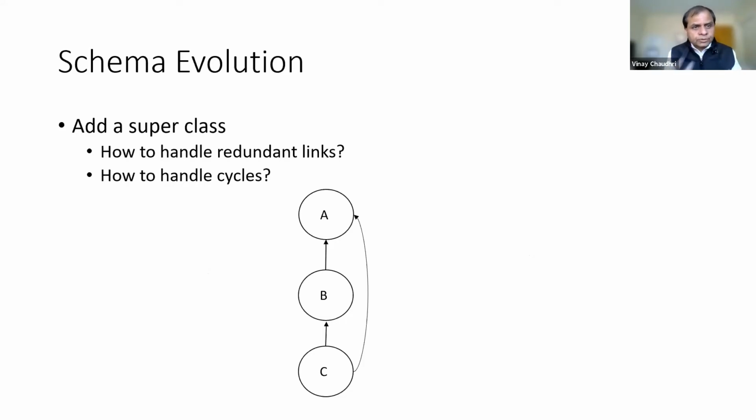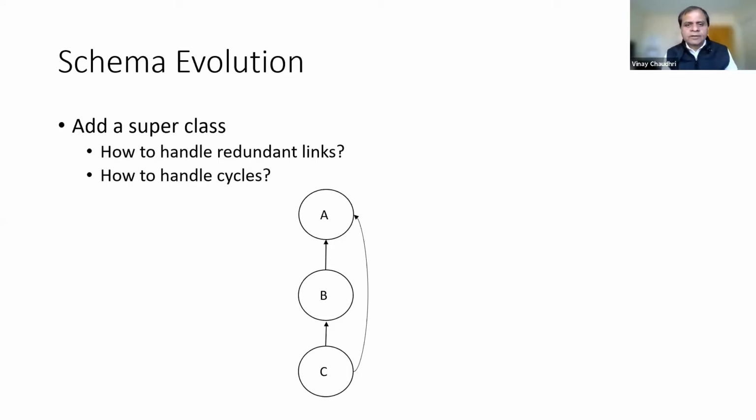When you're adding new superclasses, there is the question of how you should deal with the redundant links. So in this case, you have a link from C to B and B to A, and let's say you add a link from C to A. Now, there is some redundancy here because we can infer that C is a subclass of A from the fact that C is a subclass of B and B is a subclass of A. We don't really need that extra link that somebody added.